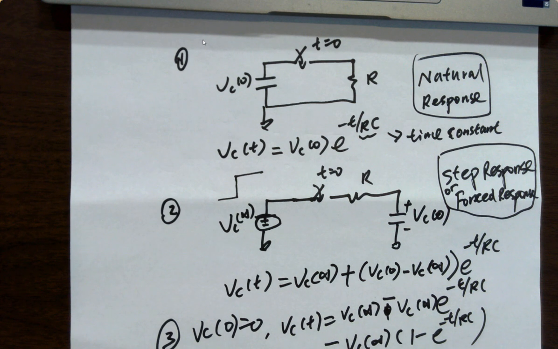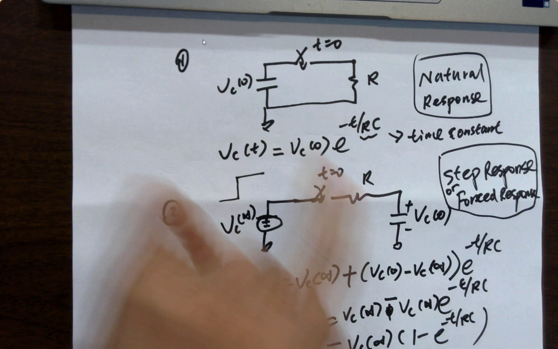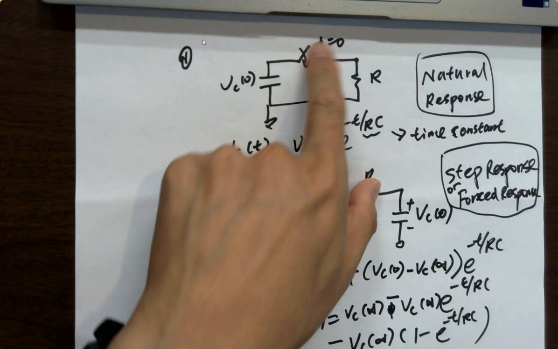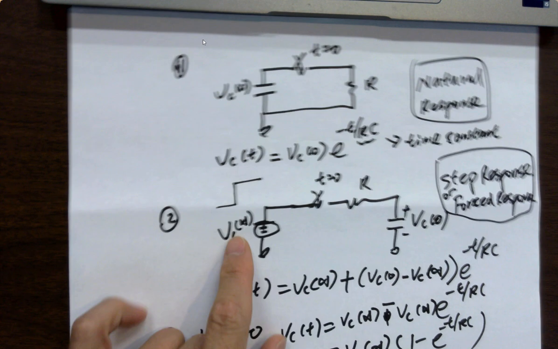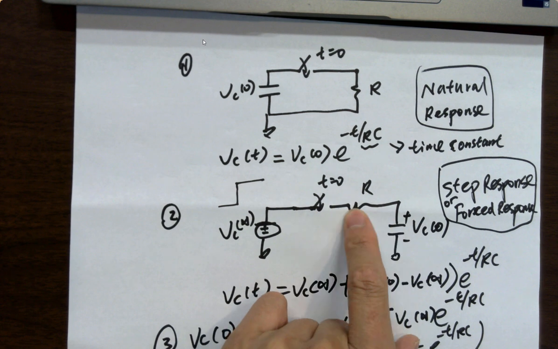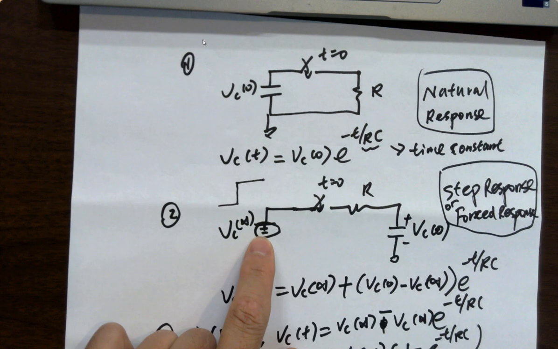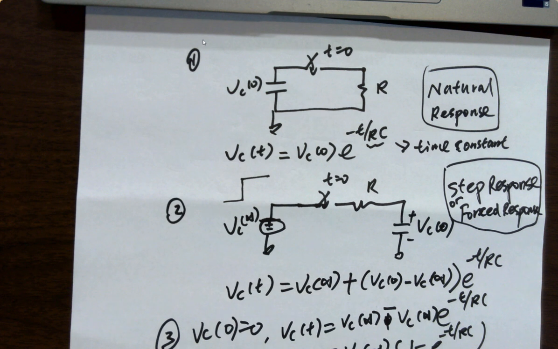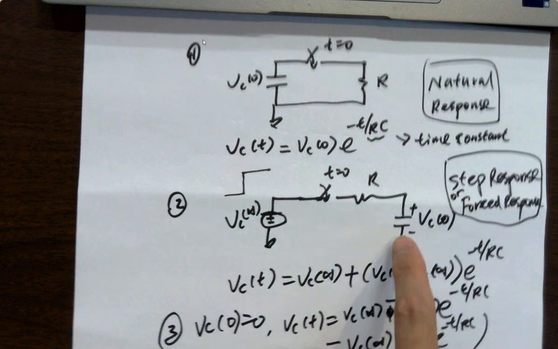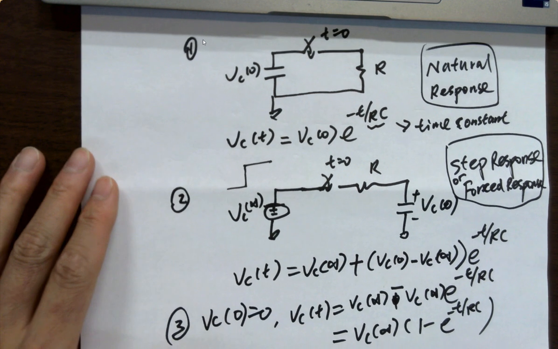Why? Is there initial voltage? Yes. It's discharging, the natural response. However, when you close the switch, it's trying to discharge, but this source is trying to force it to something else. It has no freedom. It has to be forced to do something, which is something you don't like to do, right?